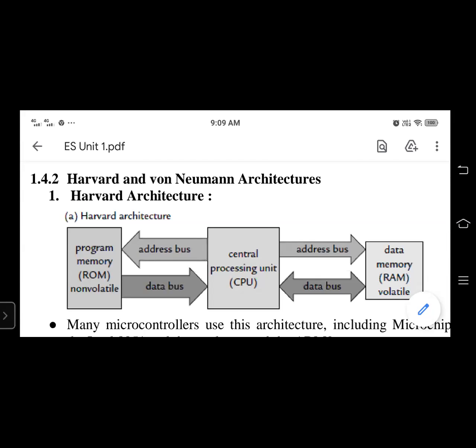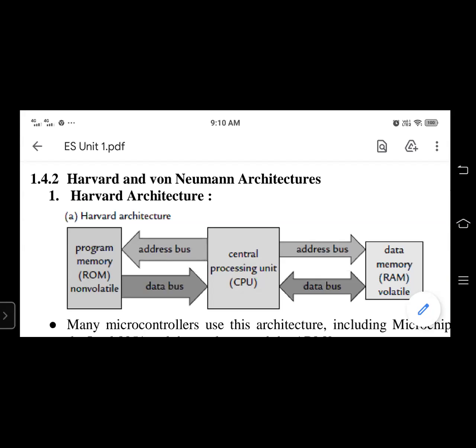So how will the communication go? By using a data bus and the address bus. If you want to carry the data, then you will use the data bus. If you want to carry the address, then the address bus will be used. So if the CPU is referring to a certain address of the memory, then that will be carried by the address bus. If the CPU wants to store data, then it will use the data bus.